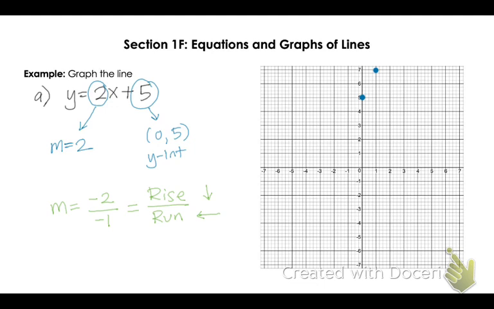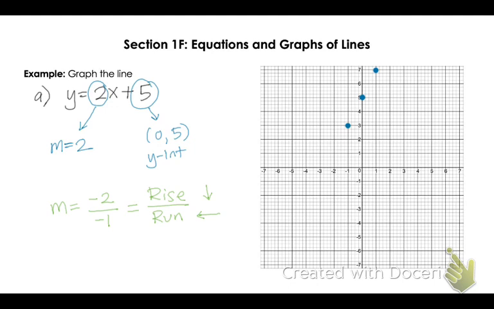So instead of going up 2 and to the right 1, which I did for the last point, I'm going to go down 2 and to the left 1. So from that 5 on my y-intercept, I'm going to go down 2 and to the left 1. And that puts me at that point, -1, 3.